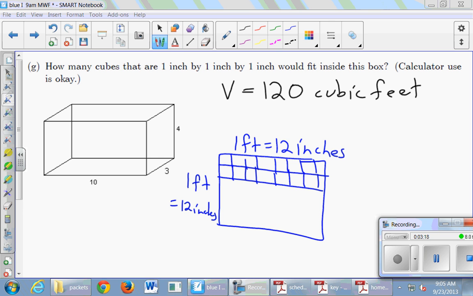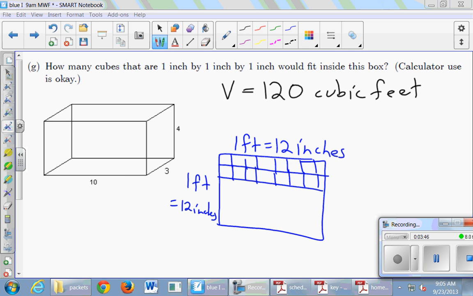But then there's this other whole third dimension that I'm going to have a hard time drawing on our two-dimensional smart board here. But just imagine taking this thing and pulling it out of the board to make a 3D box. And I have another foot coming out of the board. And how many inches are in that foot that's coming out of the board? Another 12 inches. And so how many of these little cubic inch guys can I fit in here? Well, 12 times 12 times the 12 that just came out of the board.